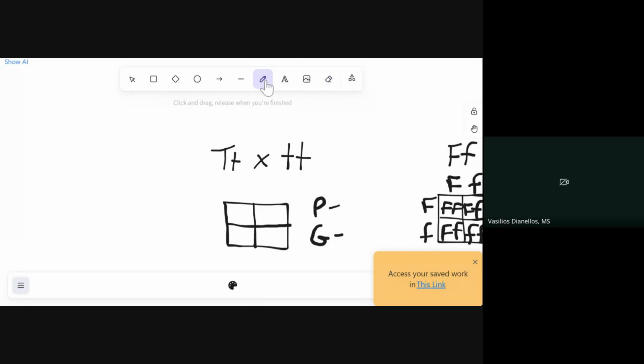Right, this short video will show you how to use a Punnett square to determine genotype and phenotype ratios of different matings. So let's just jump right into it. The first example we're going to use is a heterozygous person, right?